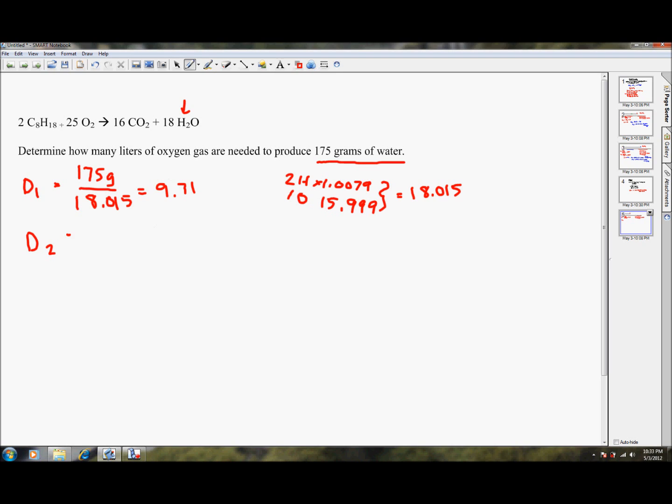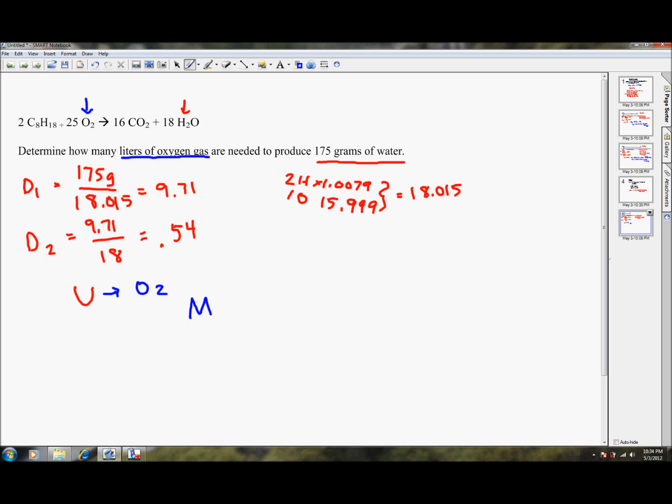D2 is going to be the same. We're going to take the 9.71. Remember, D2 is the coefficient, and we're going to divide it by the coefficient here, which is the 18. And that's 0.54. Okay, we're going to move it under. Now we go back here, and we say, what do we move it under to? What am I finding? I want to know how many liters of oxygen gas, so I'm going to move here. So I'm going to move under to O2.